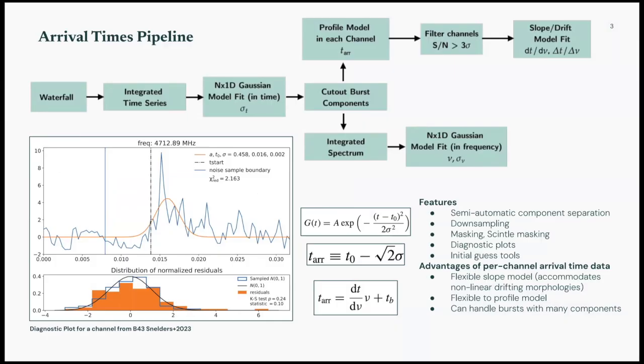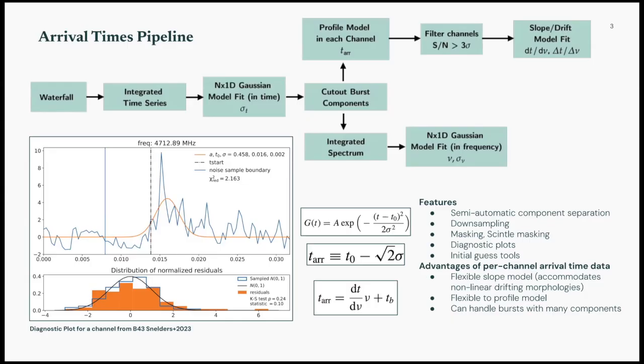Then we filter those arrival times, and then we can do fits on the arrival time data to get the frequency drift for each subburst and for multiple components. And then on the other side, we can integrate the spectrum with the cutouts, and that will give us the frequency and the bandwidth of the burst.